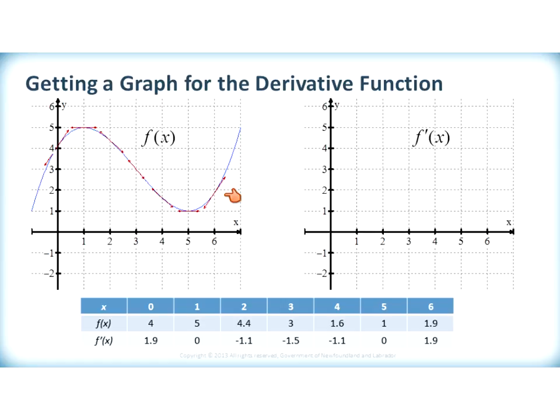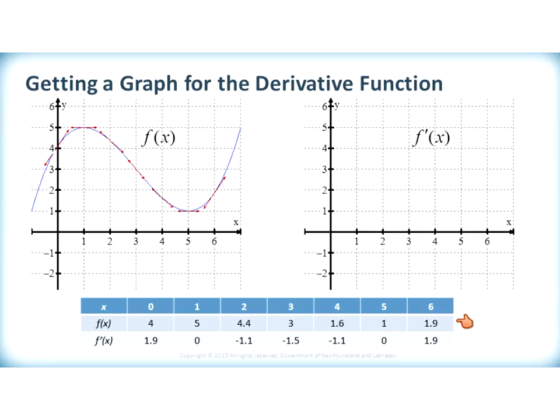And so what I've done is I've created a table of values down here. There are 3 rows in this table. The first row is just a bunch of numbers for x, going from 0 across the x-axis there. And then the f of x row is all of the y coordinates for those points.